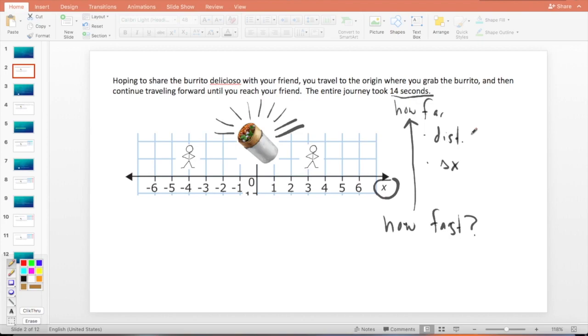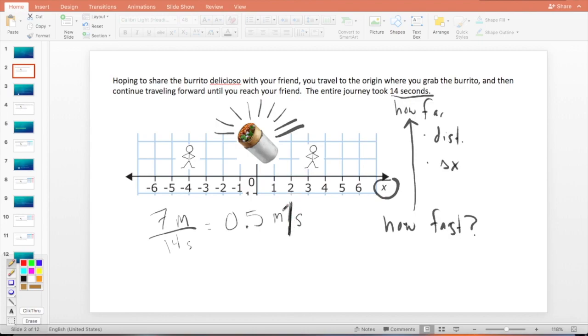What if we use the distance? So what distance did you travel? Well, you went forward 4, grabbed the burrito, then you went forward 3, 7 meters. And then how long did that take you? What was the time? 14 seconds. So now we have a way of talking about how fast using distance. 0.5 meters per second. That's how fast you went. You were going half a meter per second.